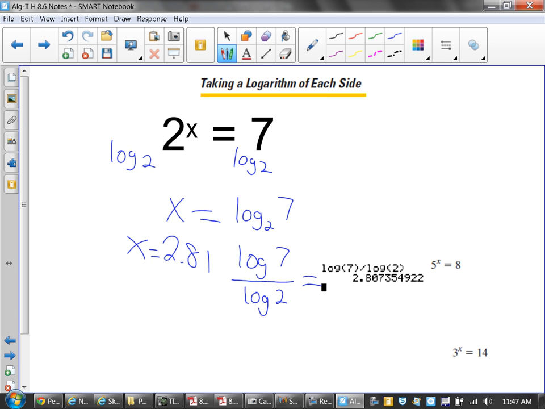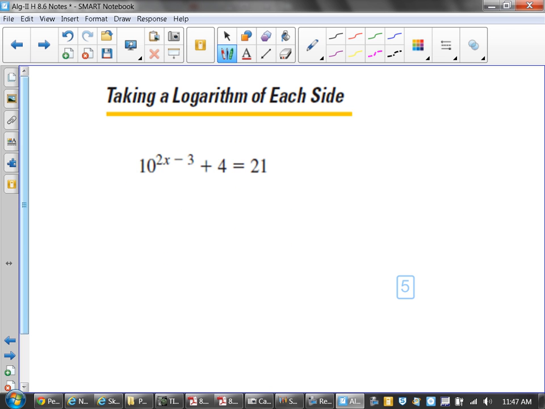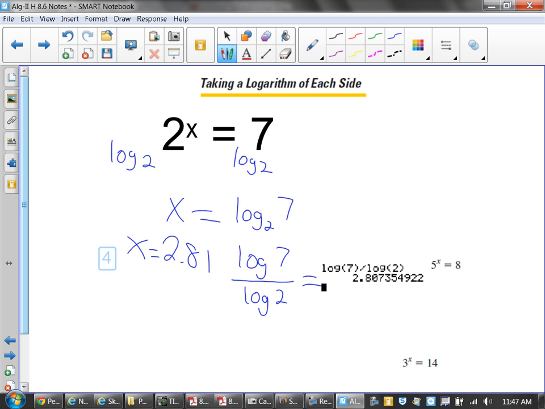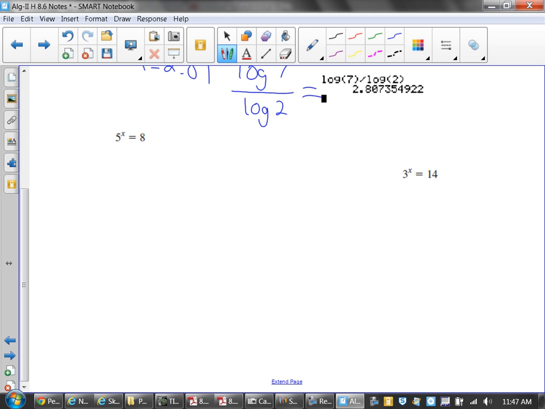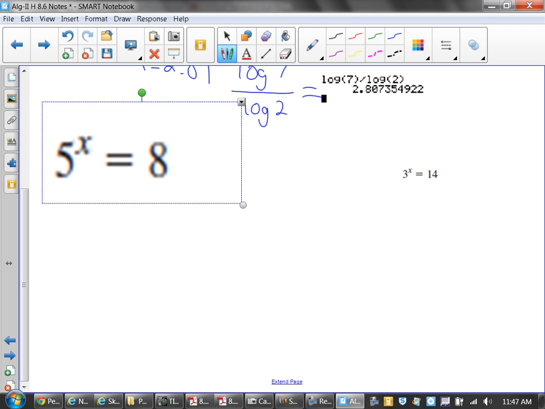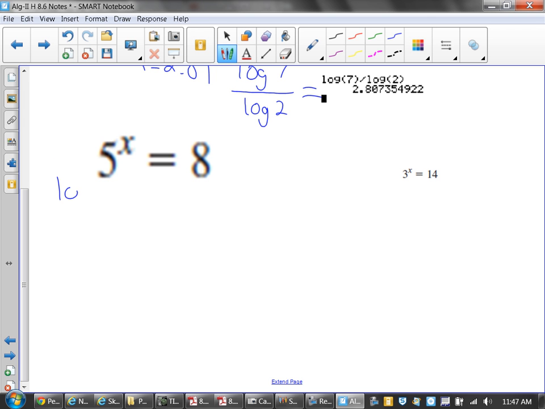Again, what's happening here: we have 5 to the x equals 8. 5 to what power is going to give me 8? Well, how do I get that exponent to fall to the ground? Log base 5. So x is going to equal log base 5 of 8.